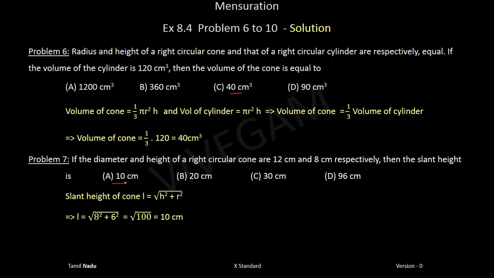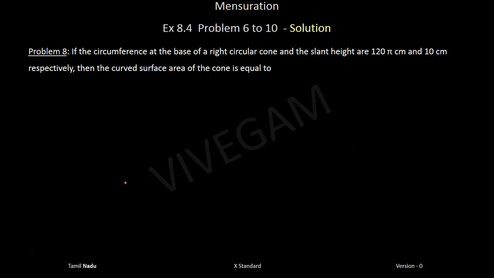Okay. Problem 8. So, let's read the problem. If the circumference at the base of a right circular cone and the slant height are 120 pi and 10 centimeter, respectively, then the curved surface area of the cone. So they are given the circumference of the base of the circular cone and they are given the slant height. This is a straightforward problem. The curved surface area is pi RL.